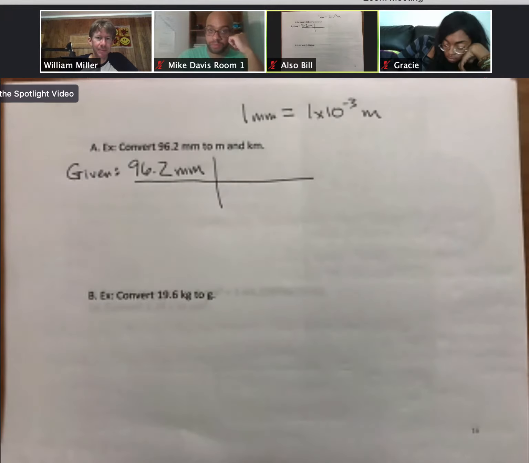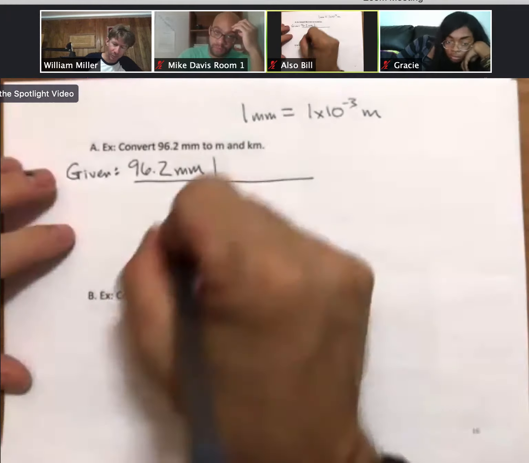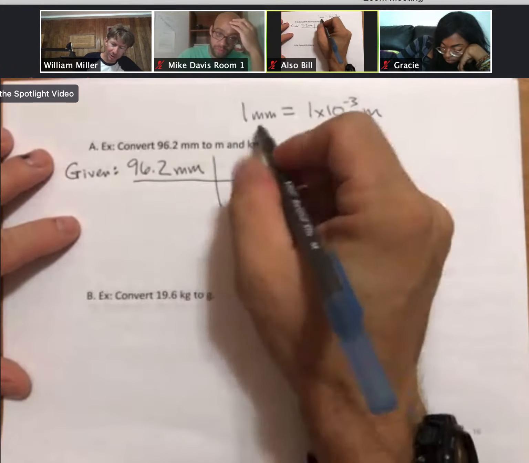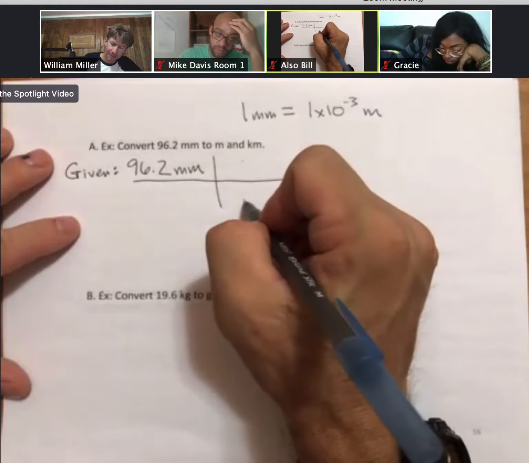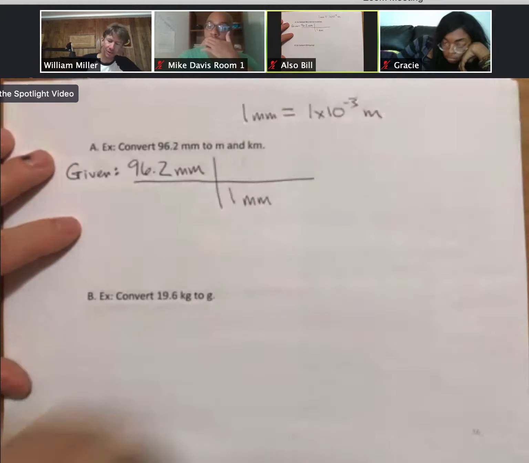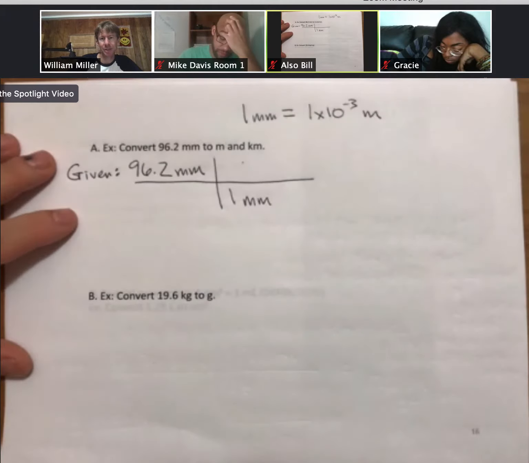Okay, so that's my equal statement. I want to turn it into a unit conversion factor. That means that those two things are going to go above and below each other. I want my millimeters to cancel out. So of the two things, I put millimeters on the bottom. I want units of meters.